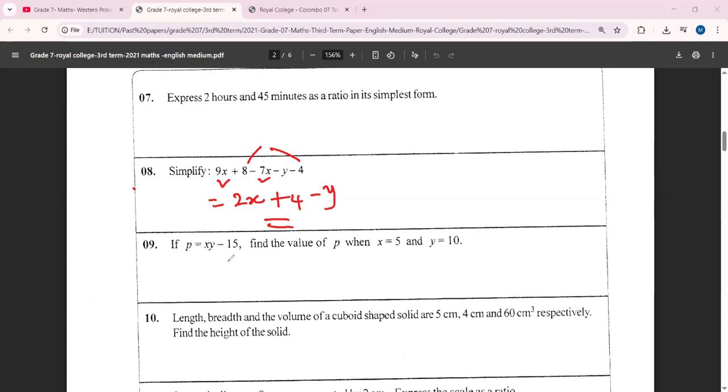And if p equals xy minus 15, find the value of p when x equals 5 and y equals 10. Here x means 5, then write 5 into y, which is 10. The value is 50. Then you can write p equals 50.